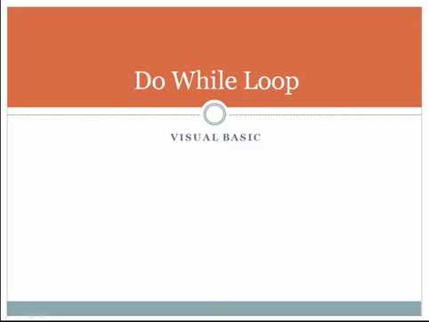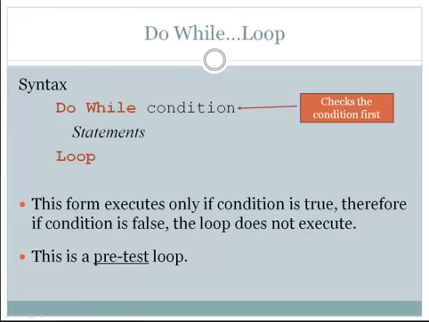In this video, we're going to look at the do-while loop in Visual Basic. The do-while loop syntax starts with do-while, and then you have a condition. This is the condition that's going to be evaluated to true or false, just like the Boolean conditions in an if statement. If that condition is true, then the statements inside the loop execute. If it is false, then the compiler is going to drop out of the loop and the next statements will be executed.